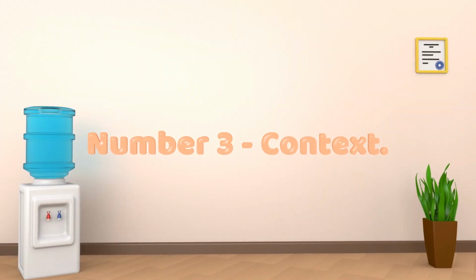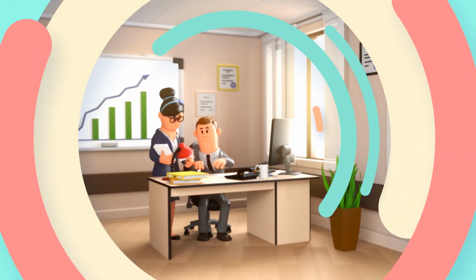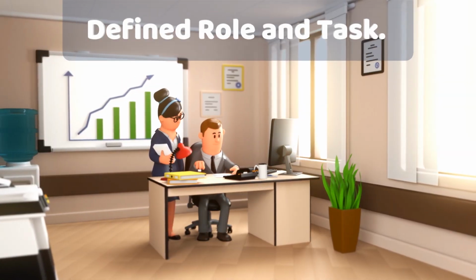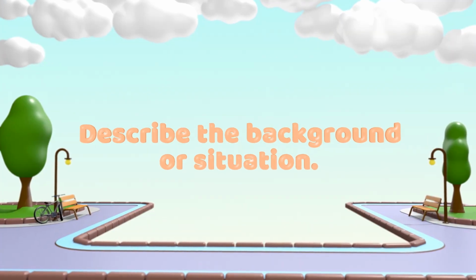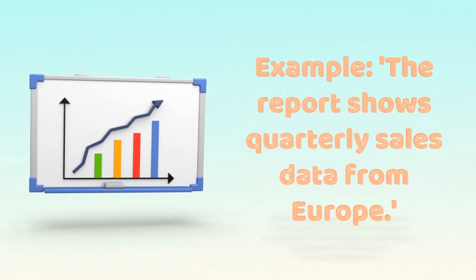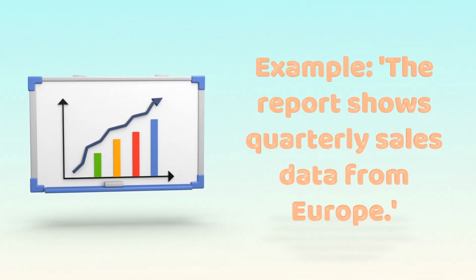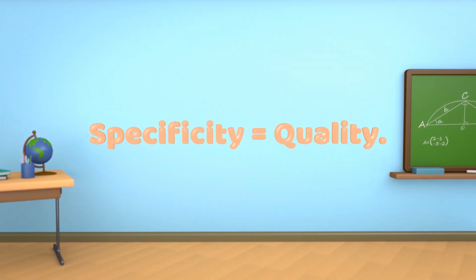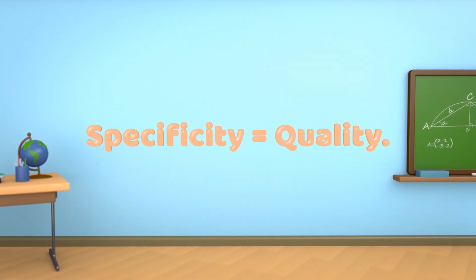Number 3, context. You have defined the role and the task. Next, you describe the background or situation. For example, the report shows quarterly sales data from Europe. Context makes your prompt specific, and specificity equals quality.